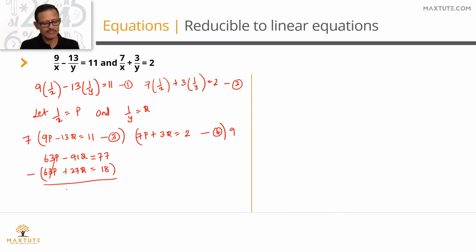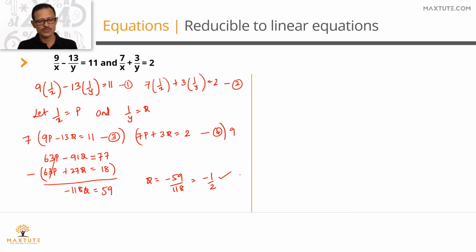63p minus 63p will get cancelled. Minus 91q minus 27q will leave us with minus 118q. This is equal to 77 minus 18, which is equal to 59. Minus 118q equals 59. So q is equal to minus 59 divided by 118, which is equal to minus 1 by 2. So we found the value for q.